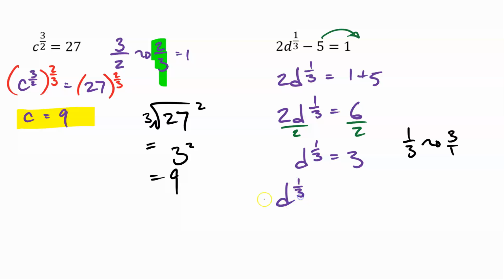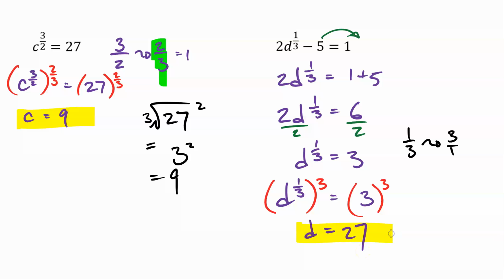d to the exponent 1 over 3, and we're going to multiply this by 3 is equal to 3, and we're going to multiply this by 3. And these exponents will cancel out, because 1 over 3 times 3 over 1 will give you just 1, which is the variable d by itself. And this is 3 to the exponent 3, which is not 9. It's 3 times 3 times 3, which is 27. Okay.